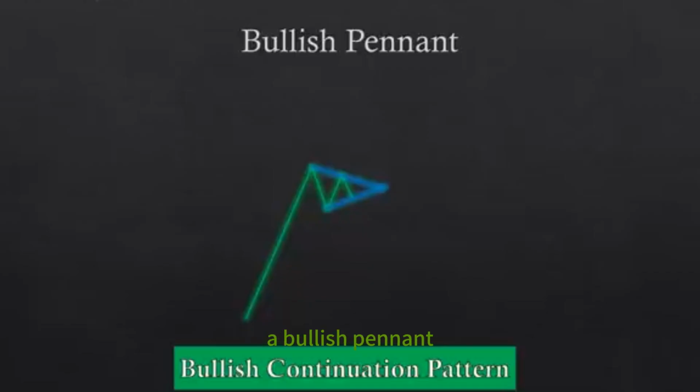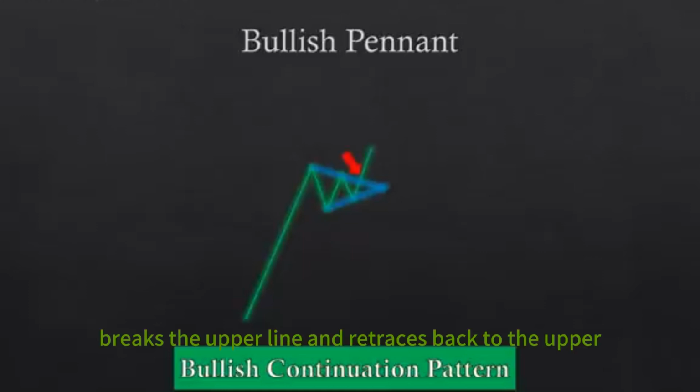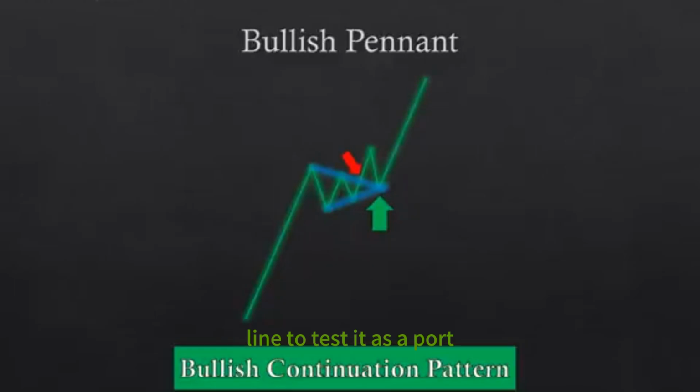In a bullish pennant, price will be going up, and the pennant will appear. Once price breaks the upper line, it retraces back to the upper line to test it as support. A buy signal is generated, with a stop below the lowest point of the pennant. Now target at least 3 times as big as the stop.